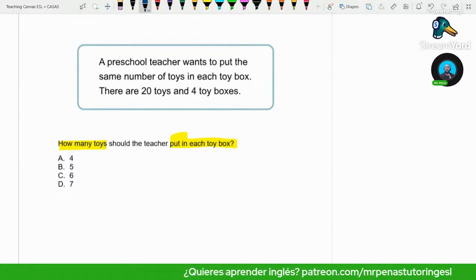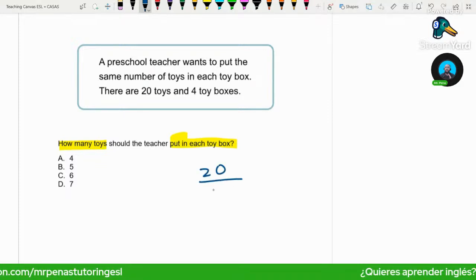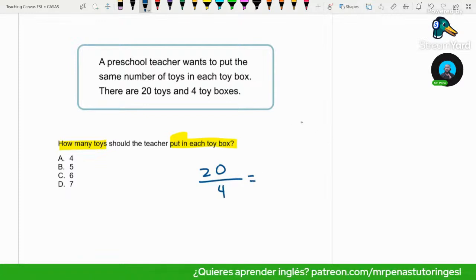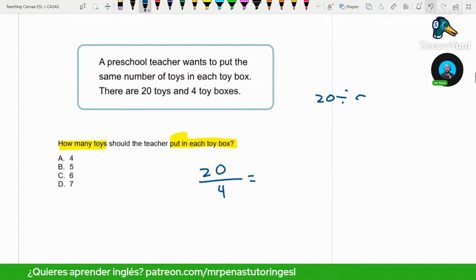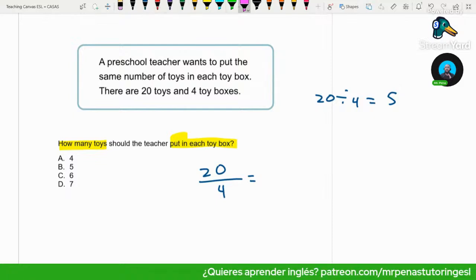We're probably going to need to divide, if we work it out literally, right? So we have 20 toys, put them into 4 toy boxes. So that's going to give us 20 divided by 4. And what you get there is 5. So I'm going to say that the answer is B.